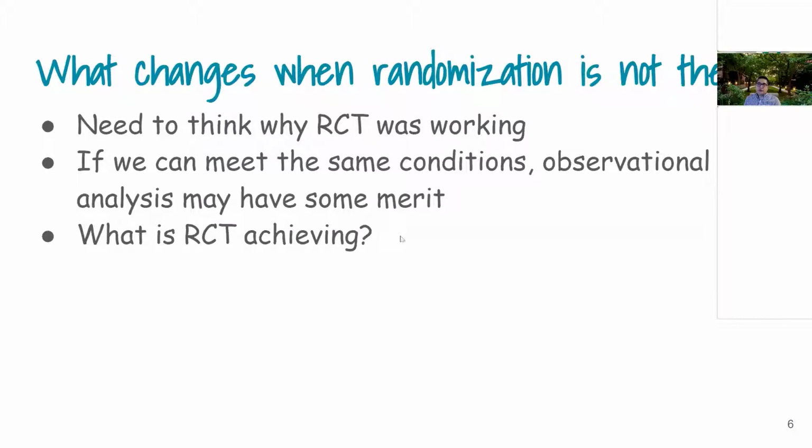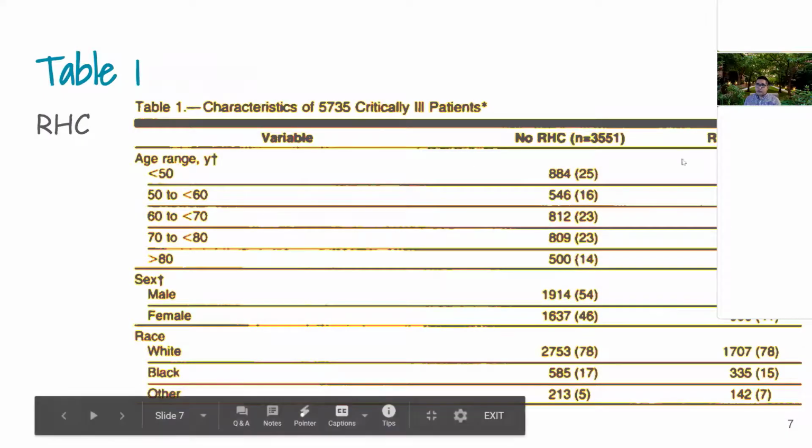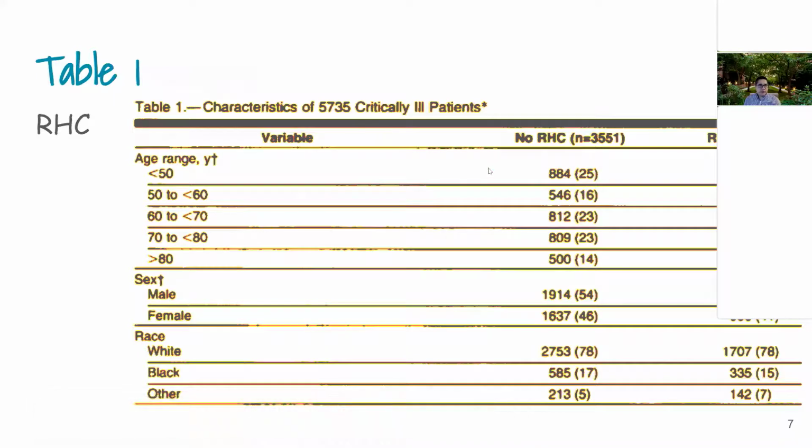So by breaking that link between C and A, what is it that you are achieving in a randomized clinical trial that you are not achieving in an observational study? One quick example is this RHC dataset that you have seen during your propensity score class. And this is just part of the table where this is after randomization, this was no RHC and this was RHC.